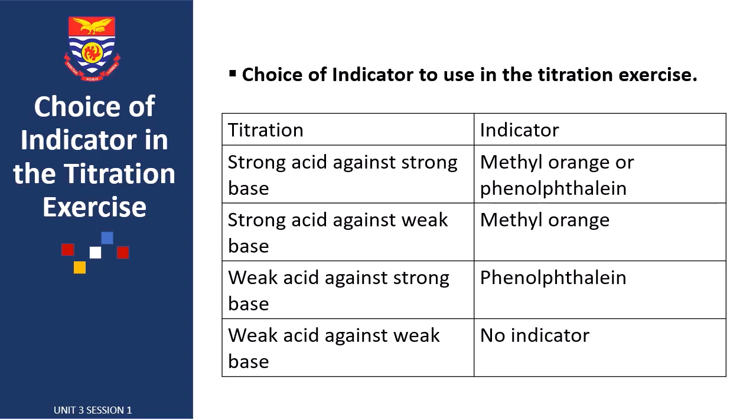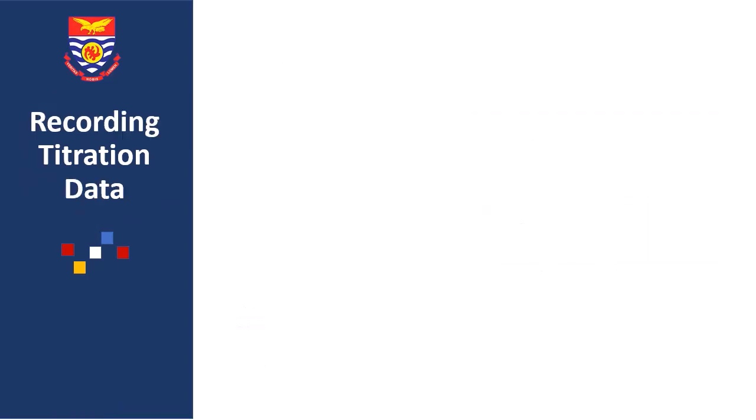And if you are titrating weak acid against strong base, the solution will hydrolyze to give a basic solution. And so we need an indicator that works well in a basic region. Phenolphthalein is good. For weak acid against weak base, no indicator would work well for you. So this will guide us in the selection of indicators.